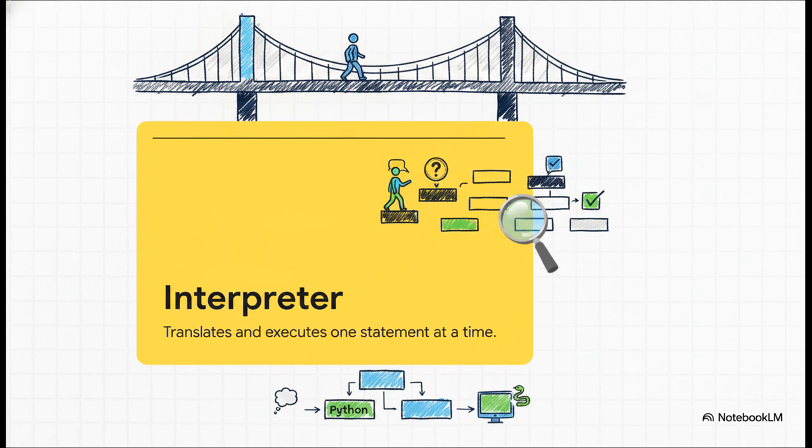Then we have the interpreter. Unlike the architect, the interpreter is like a live personal translator walking right beside you on the bridge. Instead of translating the whole map at once, it reads and executes your code step by step, line by line. Python is a famous interpreted language. Because it translates live, if you make a mistake, the interpreter just stops and tells you immediately, which makes it absolutely fantastic for beginners trying to spot errors.